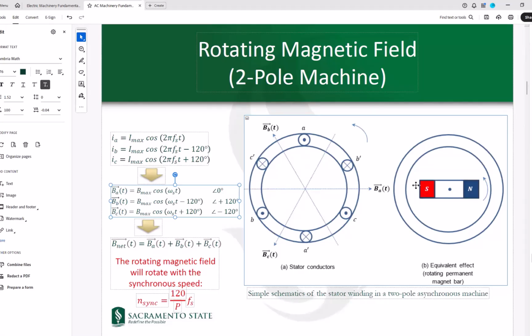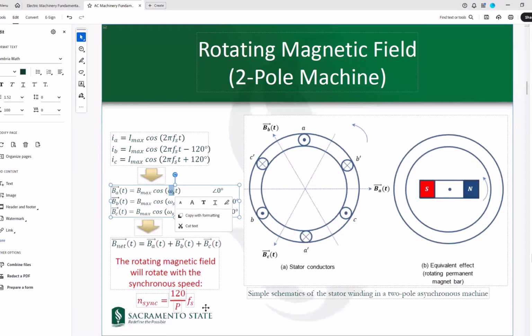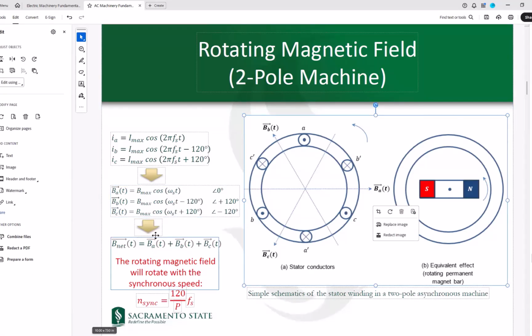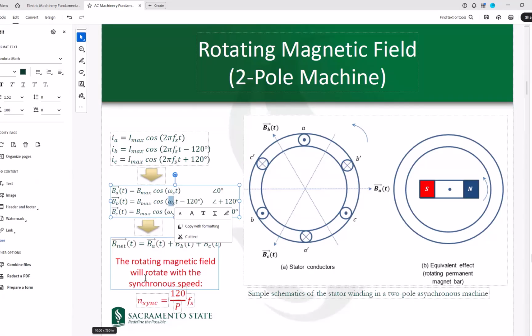It would be as if you would have a permanent magnet like this, and you would be rotating that with a rotational speed of omega s inside this stator. So if that makes sense, the result would be the same. And basically, you have a synchronous speed. So omega s is the rotational speed in radians per second.